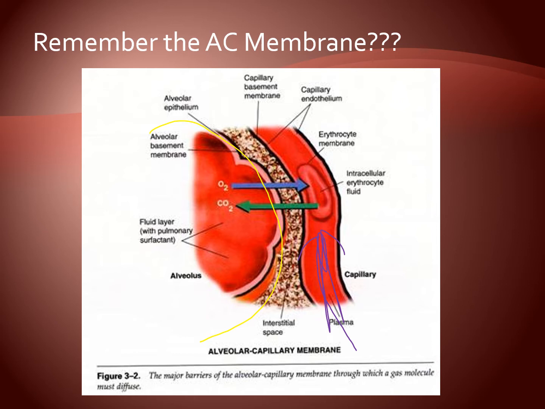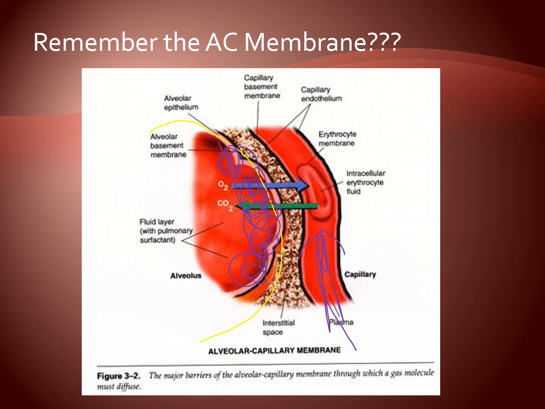And just remember, the AC membrane, when we're going through the AC membrane, the thicker this membrane is, the harder it is to get that diffusion, right? And that's part of that Fick's law when we were looking at that earlier, is the thicker the membrane, the harder it is to diffuse. The thinner the membrane, the easier it is to diffuse. So when you have something like pneumonia, when you have something like pulmonary edema, where there's a bunch of fluid just building up in the alveoli, when you have scar tissue forming like pulmonary fibrosis, it's going to make it very hard for oxygen to get into the bloodstream in the first place, right?